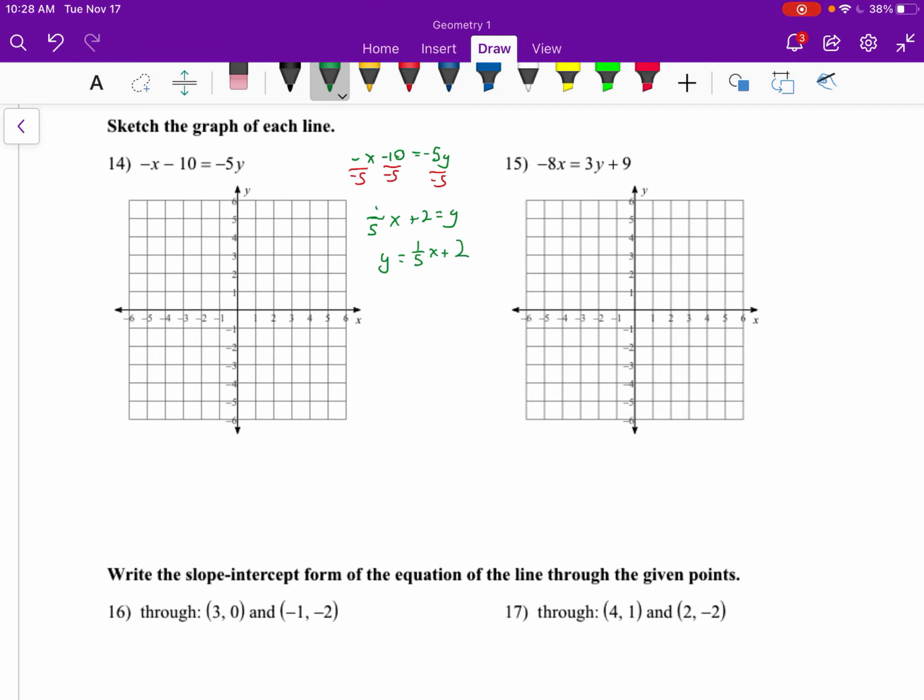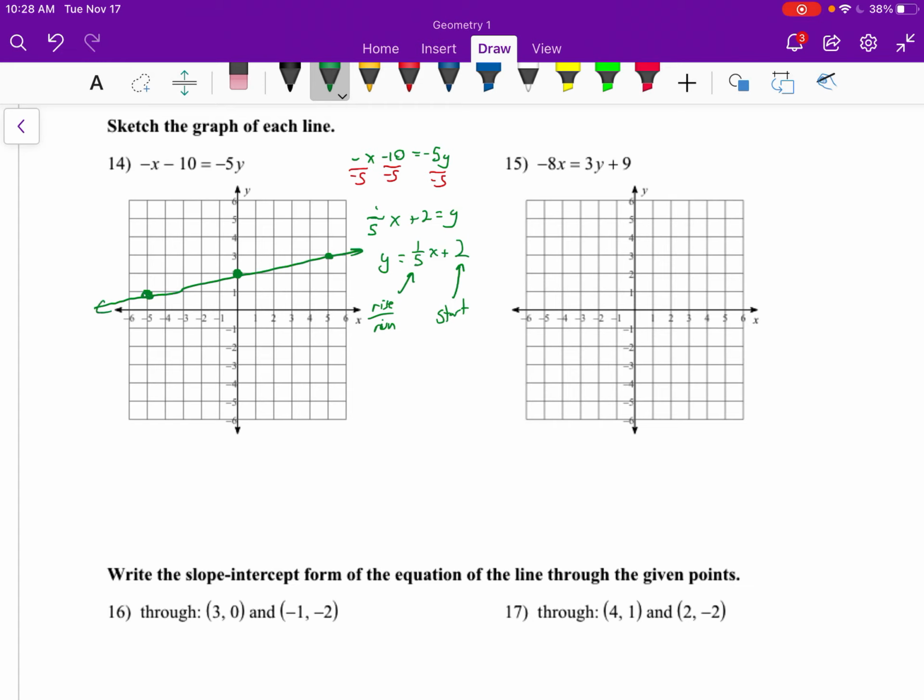And so we know that this is our y-intercept. That's where we start. It's the y-intercept. Don't do the x-intercept. So there's y equals 2 on the y-axis. And then our slope is 1/5. So we have rise over run from that point. So we can go up 1, right 5. Or we could go down 1 and left 5. And so there is the graph of our line.